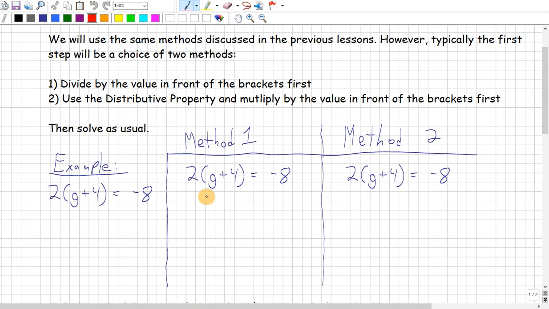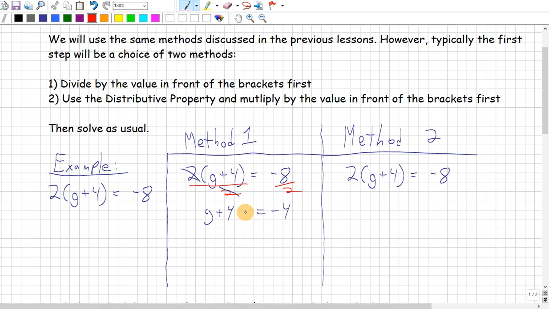First method, we're going to divide by 2 on both sides. When I divide by 2 on the left-hand side, I cancel that 2 in the front. It equals 1, very similar to what we did before. On the left-hand side, I'm left with g plus 4, and I get rid of the brackets now because nothing is acting upon the g plus 4 anymore. We've gotten rid of that 2 in the front. That's equal to negative 8 divided by 2, which is negative 4. Now I'm back to a very simple one-step equation like we saw in the very first lesson.